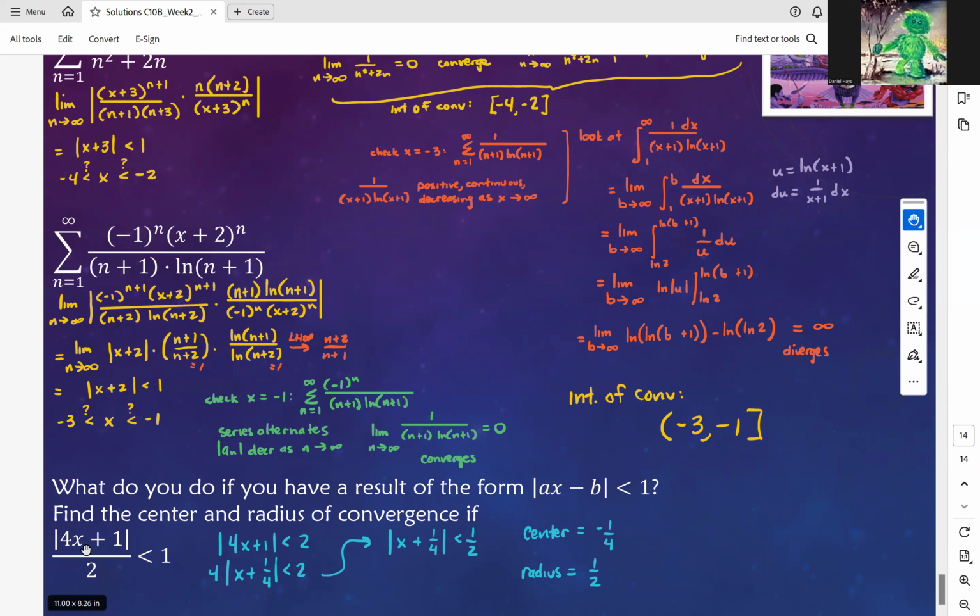So what I'm doing here is just showing you how to manipulate a slightly more complicated result out of a ratio test. If there's a 2 hanging out or any constant, we can move it to the other side with multiplication. If I do have a multiplier on x, I can factor it out. If I pull a 4 out of my absolute value, I now have x plus 1/4. The 4 moves over to the other side. So I see that actually the center is -1/4. The radius is 1/2 coming off of a result like this one.